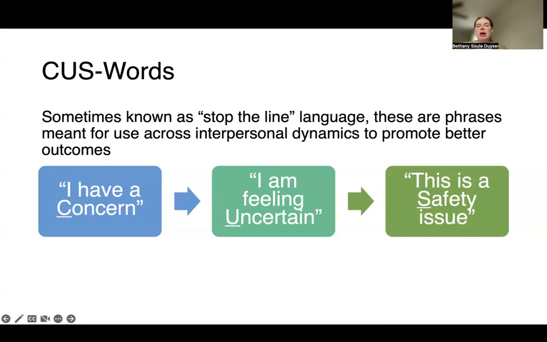So it gives everyone the power to say, I have a concern, and state their problem. If it's not responded to and addressed appropriately, you might escalate to, I'm feeling really uncertain about this. And then finally, I'm sure you're thinking, if someone said this to me, you would stop everything and address it, right? If someone said, this is a safety issue, you would need to come to an agreement about what's an acceptable course of action.